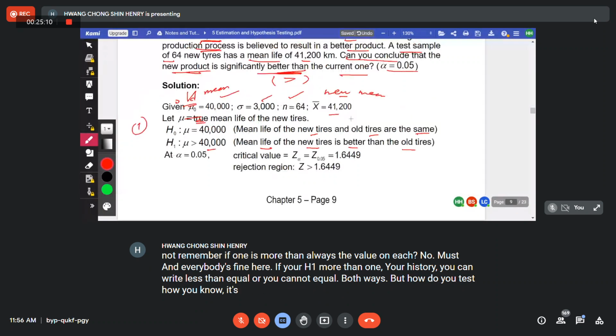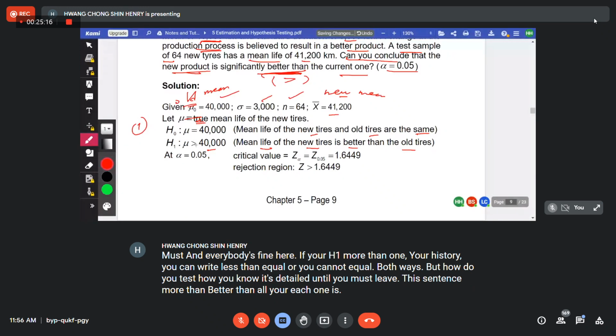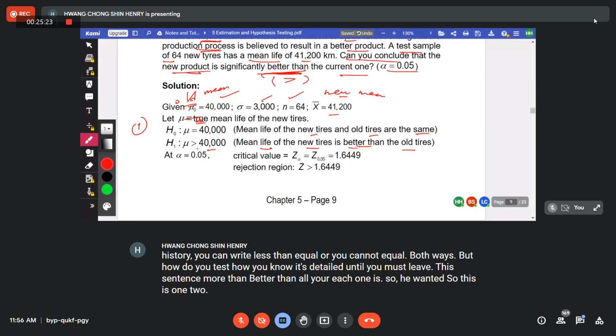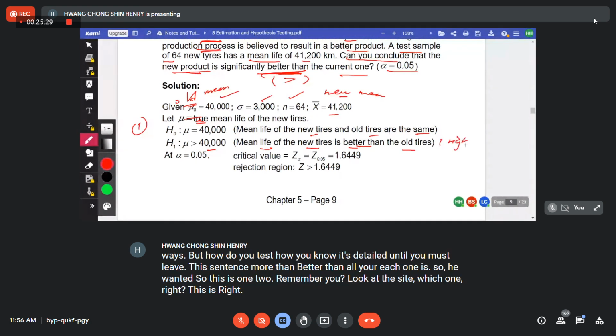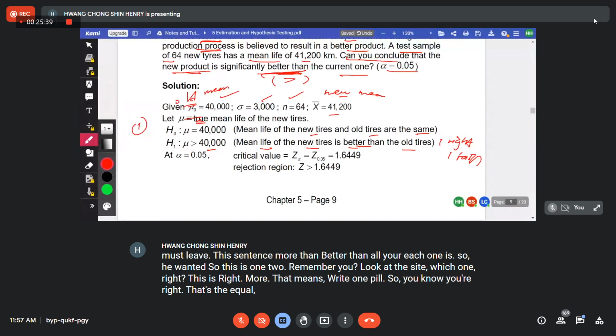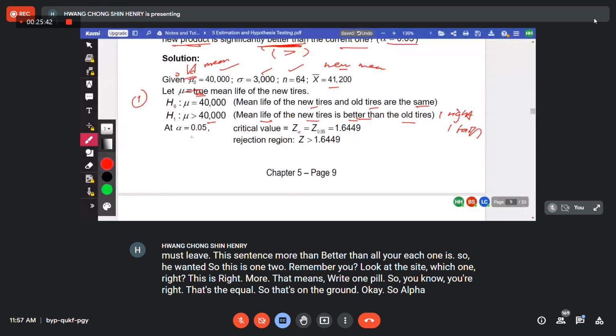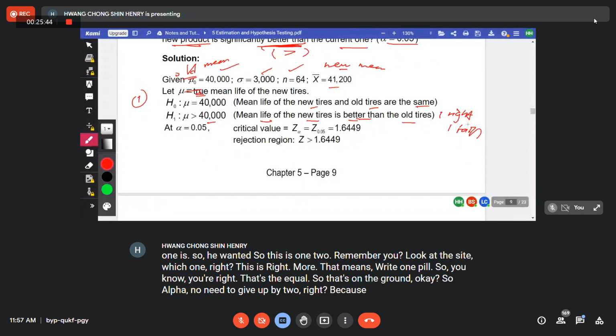You must read this sentence, more than, better than. So your H1 is better than, so mu more than 40,000. So is this 1 tail or 2 tail? Remember, you look at the sign of H1, right? More than means right, one tail. So for your H0 you write less than or equal, or mu also, doesn't matter. Okay, so alpha no need to divide by 2, because it is one tail now.